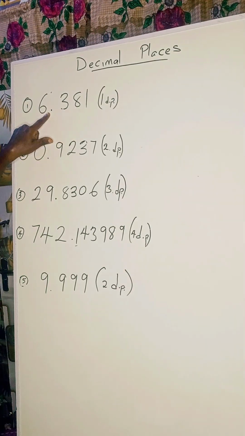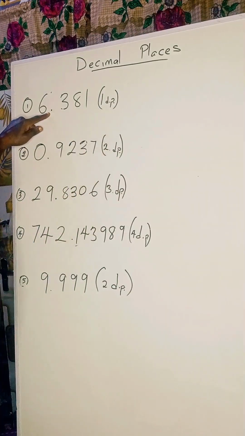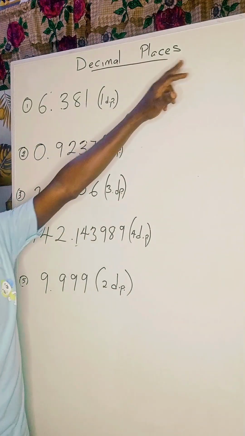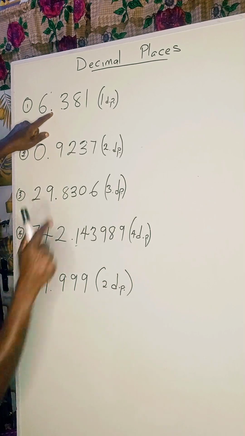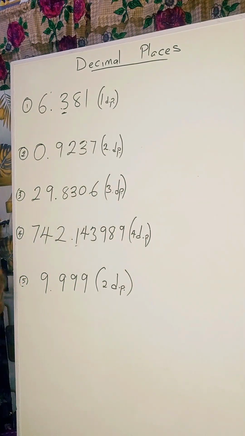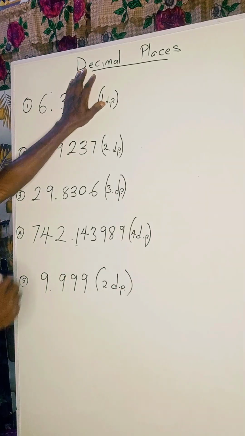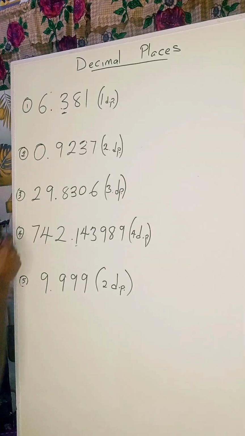6.381. These are decimal places. So you are supposed to leave it in 1 decimal place. The DP here is just representing the decimal places. So 1 decimal place. After the decimal point, you're going to count 1. So 1 is on the 3. Now, the moment we spot it, that means it's going to be 6.3. You are not done. Look at the number behind the 3.